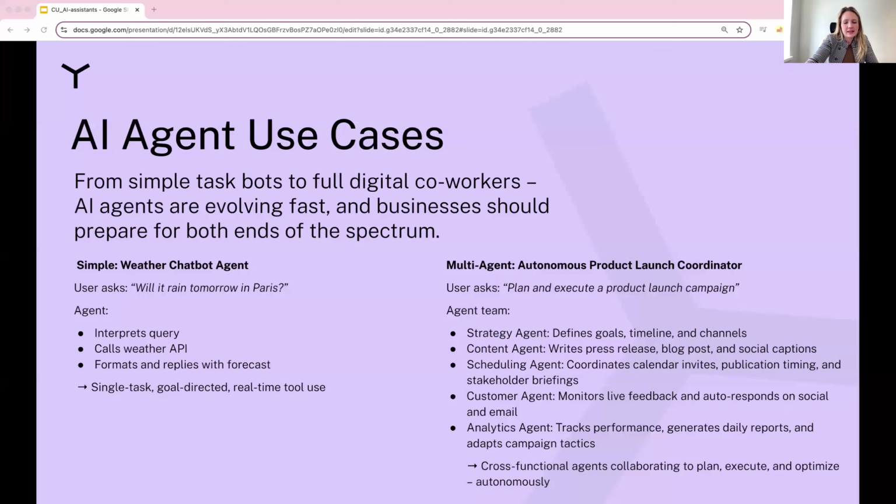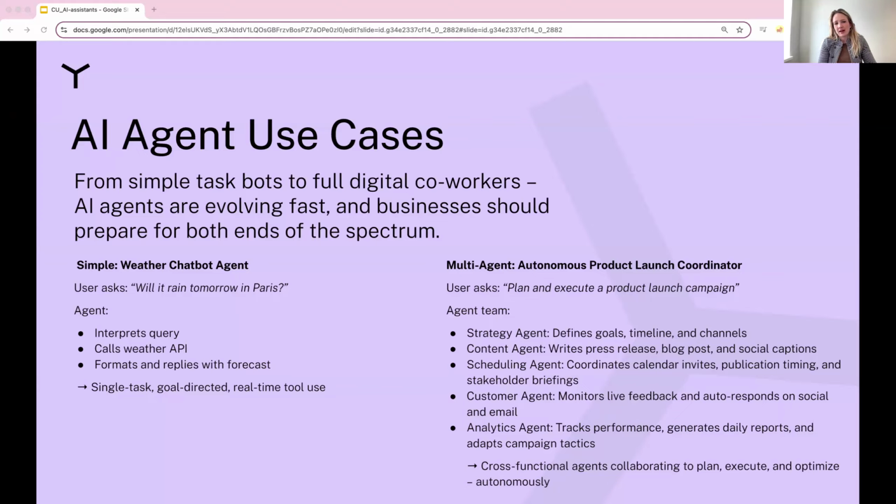Well, then if we look at the agent side, here the complexity varies a lot. So maybe you've heard the concept of multi-agent systems. I'd say they are relatively rare still at the moment, but of course there is a lot of talk about them, and they are being built at this time. But if we start with a simple use case, we can think of a weather chatbot agent.